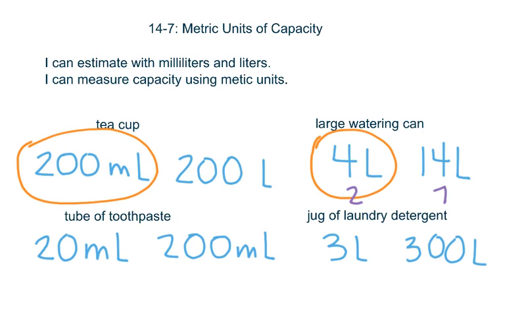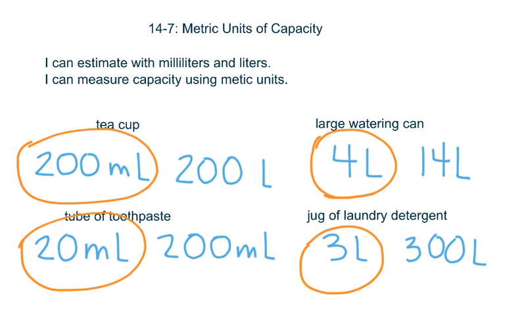So definitely if you're watering something, you want to have a little bit smaller capacity than larger capacity because of its weight as well. A tube of toothpaste is more likely to have 20 milliliters of toothpaste. And a jug of laundry detergent is most likely to have 3 liters.